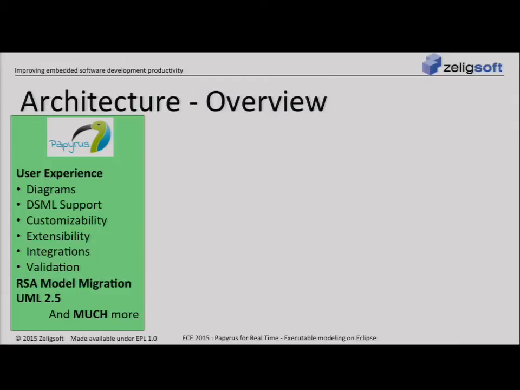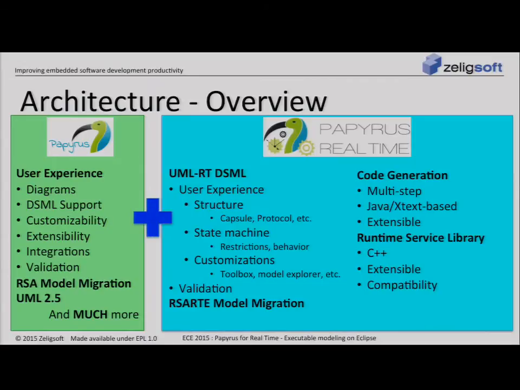Okay, the architecture. Two parts really. We're based on Papyrus, so we do have all of Papyrus in there. And we're providing the DSML. I already talked a bit about the DSML, so that's the whole user experience that is closer to the UML-RT paradigm than the big UML paradigm.